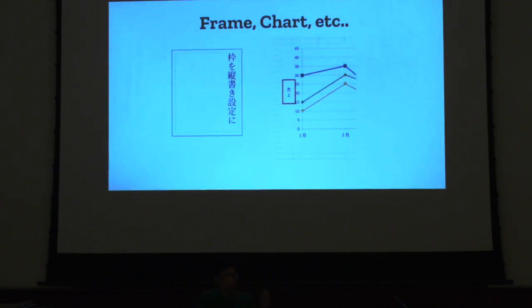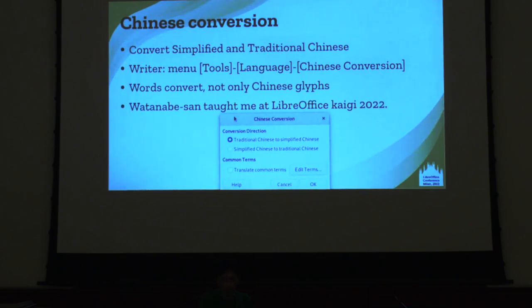Other cases, like frames, are very easy to find. And charts sometimes have vertical writing broken. Another function, not used in Japanese but maybe useful for Chinese, is Chinese conversion: simplified to traditional Chinese or traditional to simplified Chinese. It's very interesting. This year at LibreOffice Kai, the Japanese annual conference, Watanabe-san talked about it. It's very interesting.